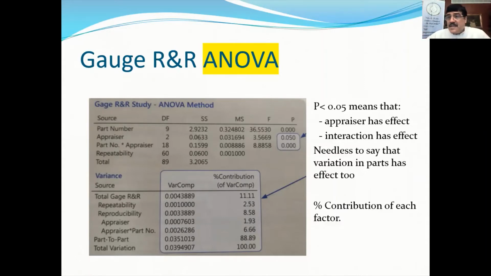And in statistics in general, your gauge is the p-value. If the p-value is low, that means things are going very well. So here, for example, you see that it's 0.05. So appraiser basically has an effect, and part and appraiser also has an effect. Basically, they all have an effect.